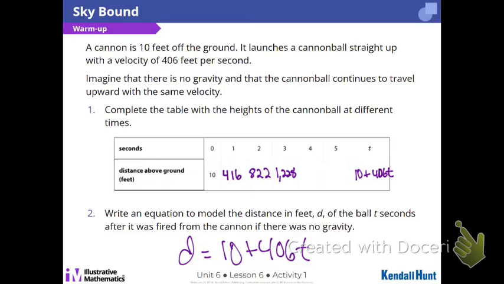So where are we shooting this cannon off from? 10 feet. So we're starting 10 feet off the ground, and we're shooting. It goes 406 feet per second forever. It's never slowing down. There's no gravity, right? Theoretical. We're going to use this paired with what we know about yeeting the rock off a building to do this next part. So stay with me for this next problem.